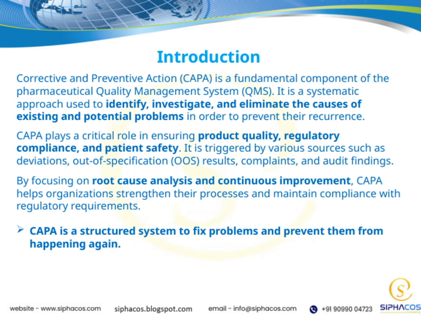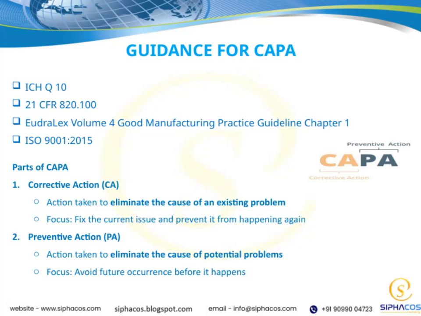So, in essence, CAPA is about fixing problems and making sure they don't happen again, an essential part of our overall quality management strategy. Let's take a closer look at the parts of CAPA, or corrective and preventive action. First, there's the corrective action, which is all about taking action to eliminate the cause of an existing problem. The main focus here is fixing the current issue and making sure it doesn't happen again. Then, we have preventive action, which is about addressing potential problems before they even occur. The goal is to eliminate the causes of potential issues to prevent future occurrences.